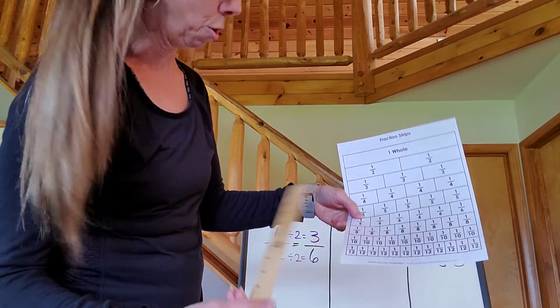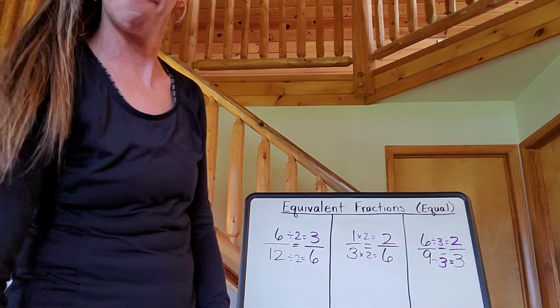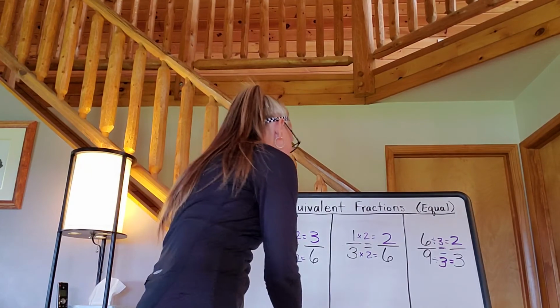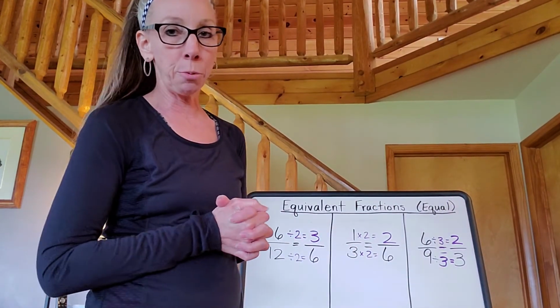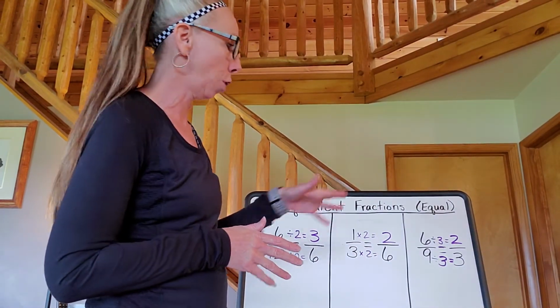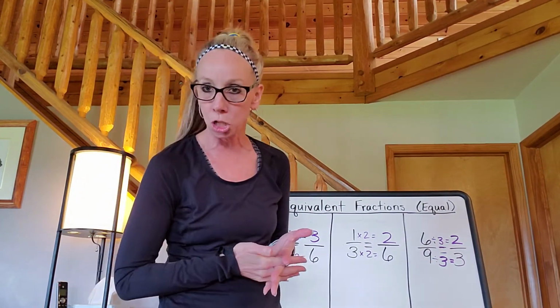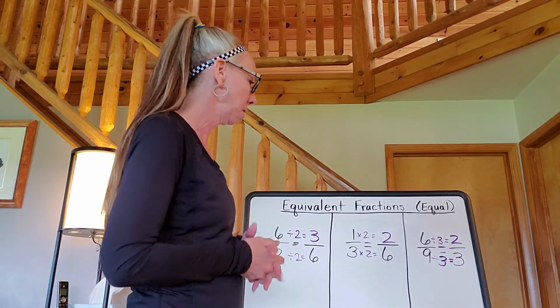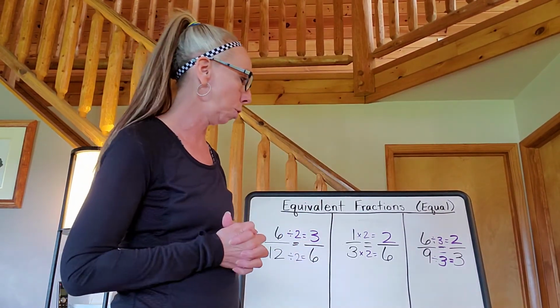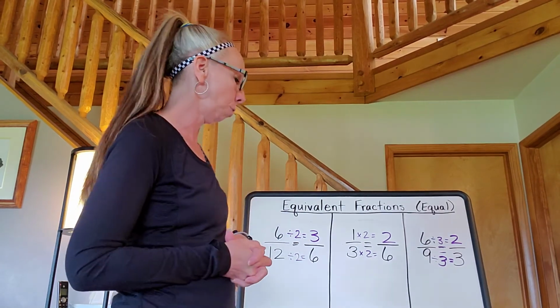So let's check it out. Oh, we don't have ninths on here, so we can't use this. Never mind, don't use your fraction strips on that one. But we did it, we proved it with our mathematical trick. So we know that it's correct because we did our multiplication and division correctly. So our answer would be correct. So 6/9 is equal to, or equivalent to, 2/3.